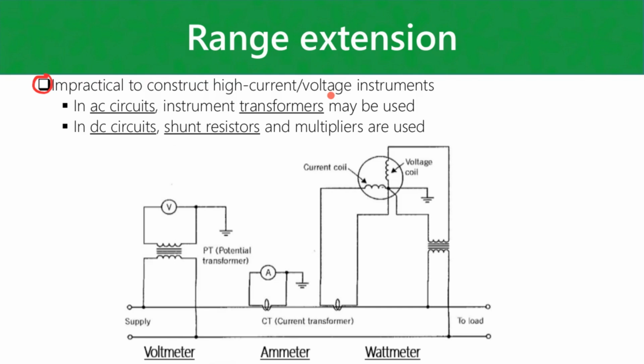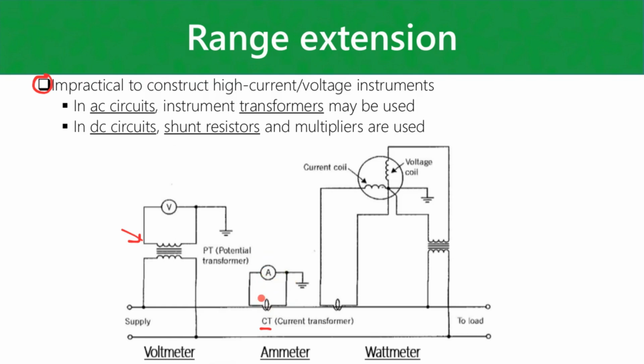Now, in AC circuits, we make use of instrument transformers, like we have here. There's a potential transformer for a voltmeter. What that does is step the voltage down to a safe level for the voltmeter. And then we have a current transformer, which is basically just a few turns around the conductor that we have current flowing through. And that basically acts as a step-up transformer to feed an ammeter.